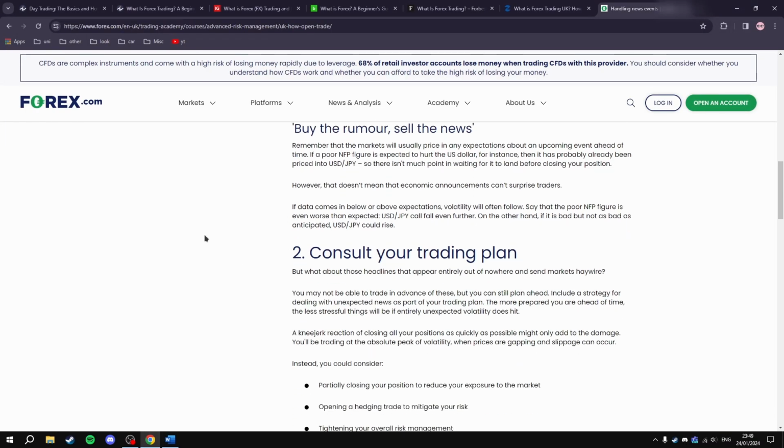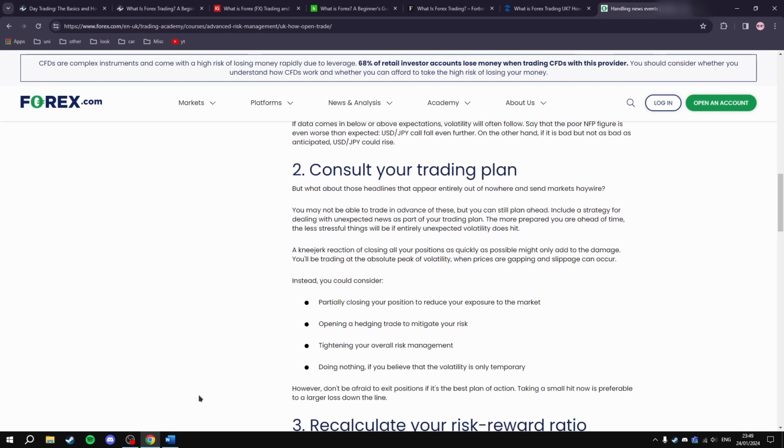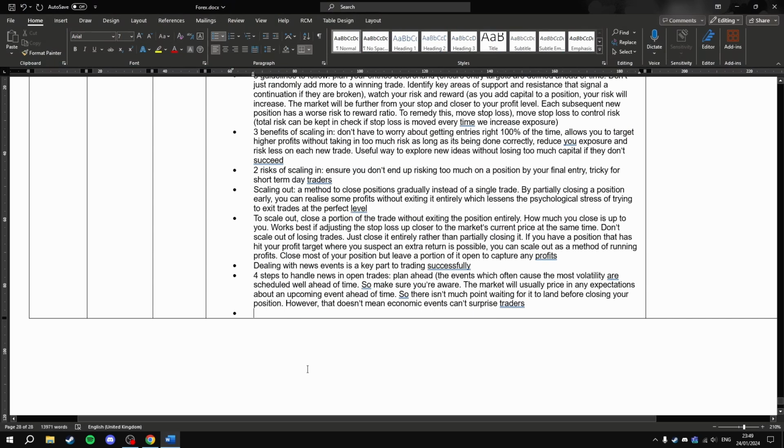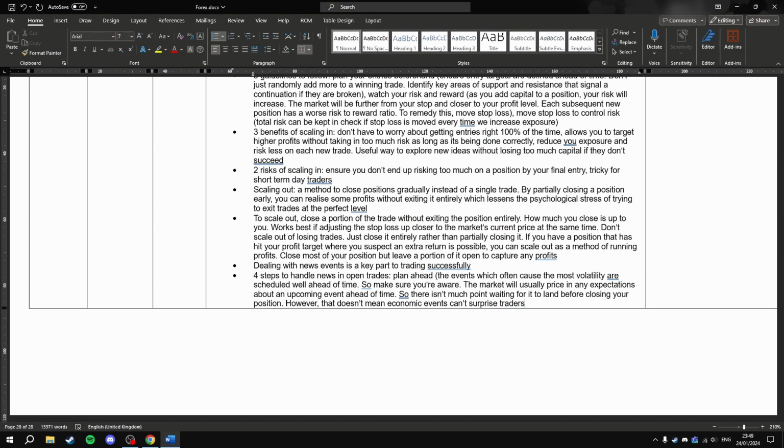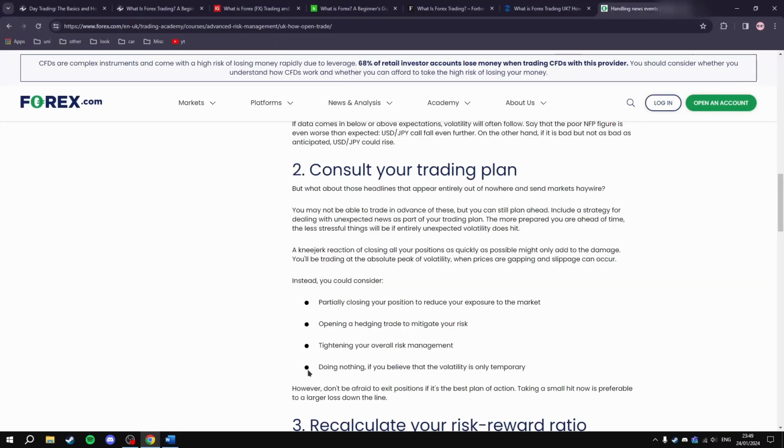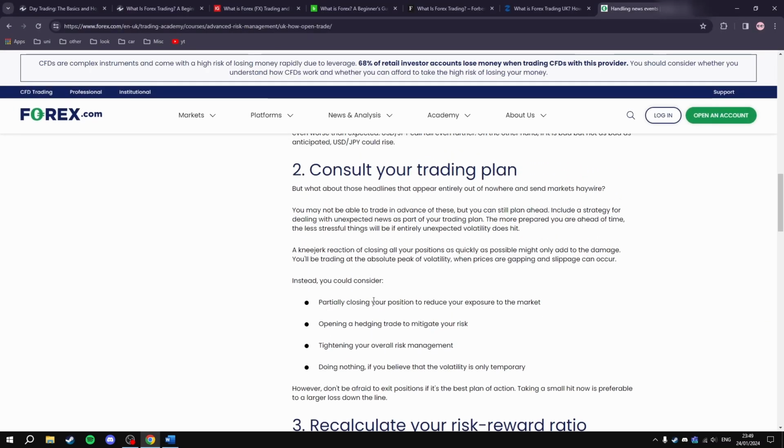Consult your trading plan. But what about headlines that appear entirely out of nowhere and send the markets haywire? You may not be able to trade in advance of these, but you can still plan ahead. Include a strategy for dealing with unexpected news as part of your trading plan.